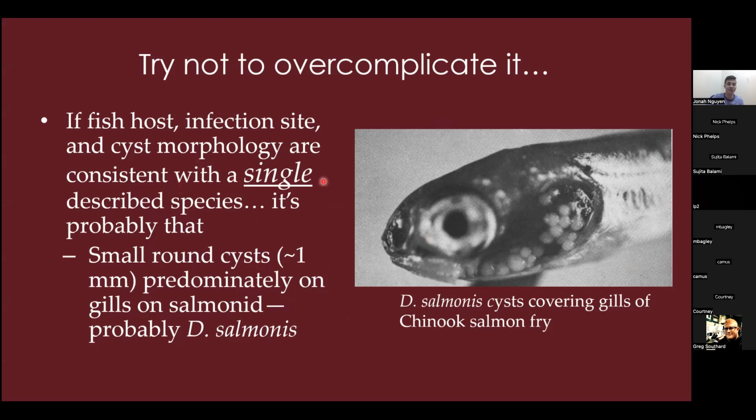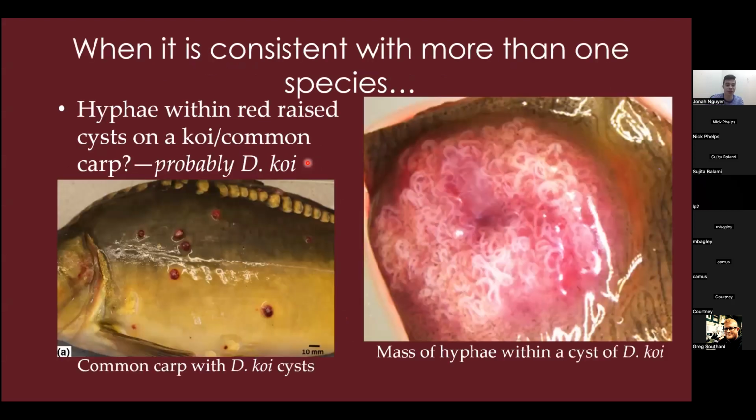Now, I said if it's consistent with a single described species, fine. If it's consistent with more than one species, then you might have some issues. So like you can see here, there's some Dermocystidium on a common carp, and you can see the hyphae. That's what all these white little almost web-like things within this red cyst are.